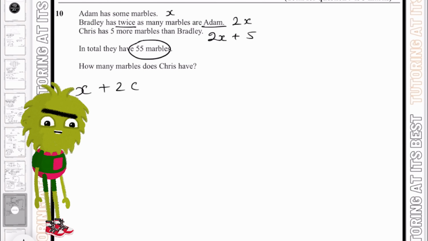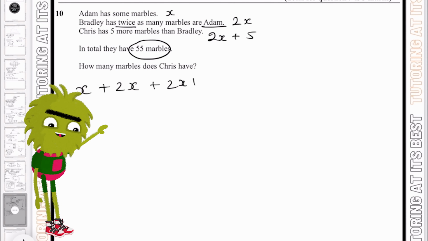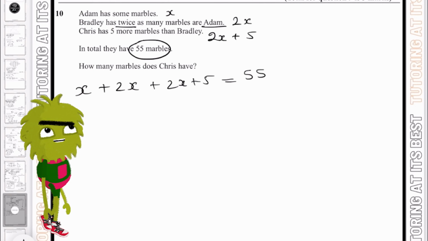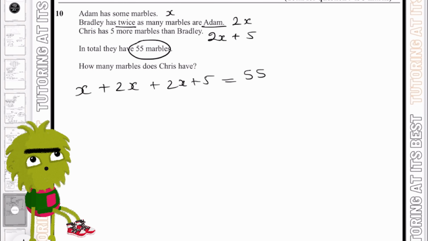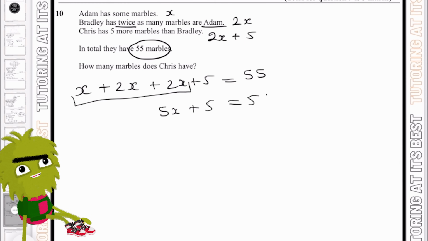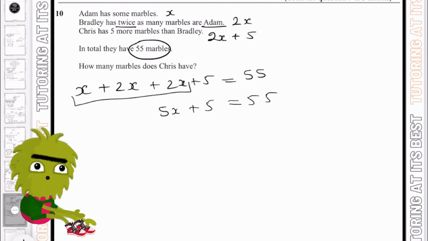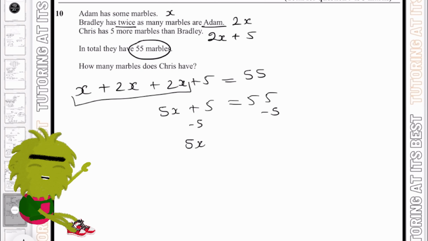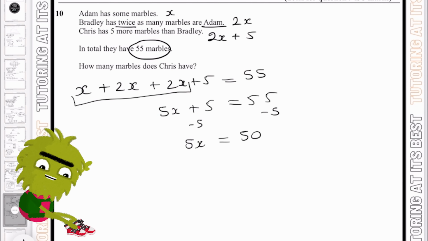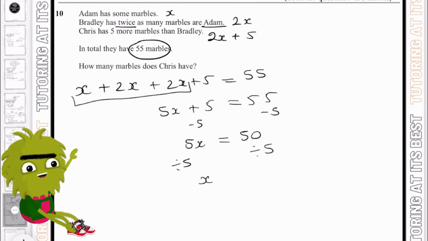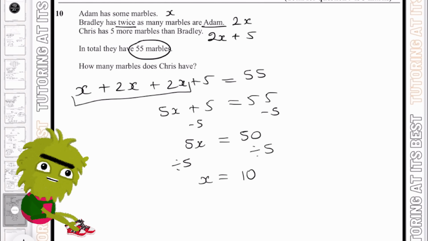We have x plus 2x plus 2x plus 5 equals 55 marbles. And let's simplify this now. So we have 5x in total plus 5 equals 55 marbles. And let's now make x the subject. So I'm going to subtract 5 from both sides. So we have 5x equals 50. And then divide both sides by 5. So now I have x equals 10.